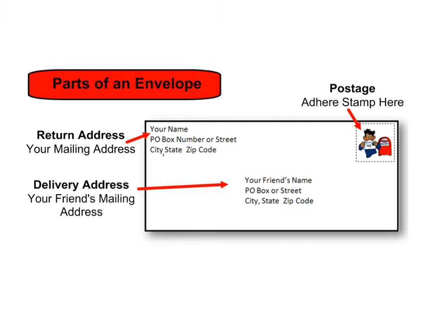address. In the top left-hand corner, this is called the return address, and this is usually written fairly small, and this is where you put your name and your address, so who the letter is from. And that kind of serves as two functions. When the person gets the letter, they can look in the top left corner and find out who that letter is from before even opening it.